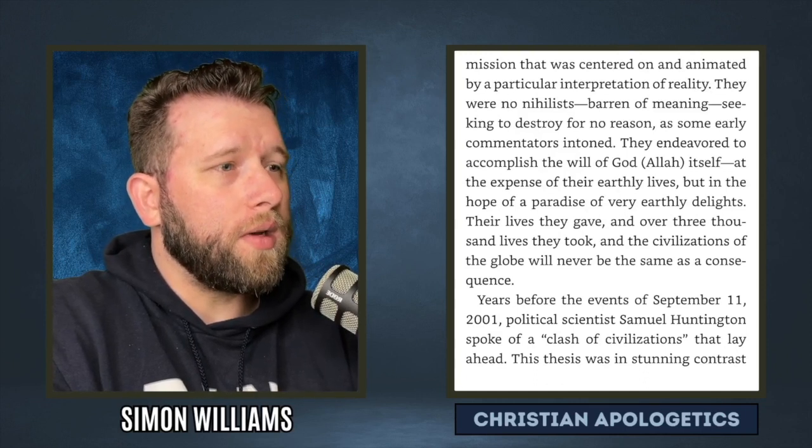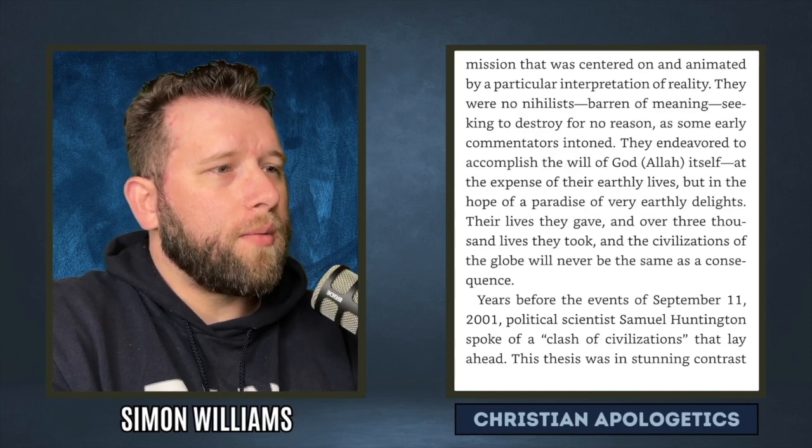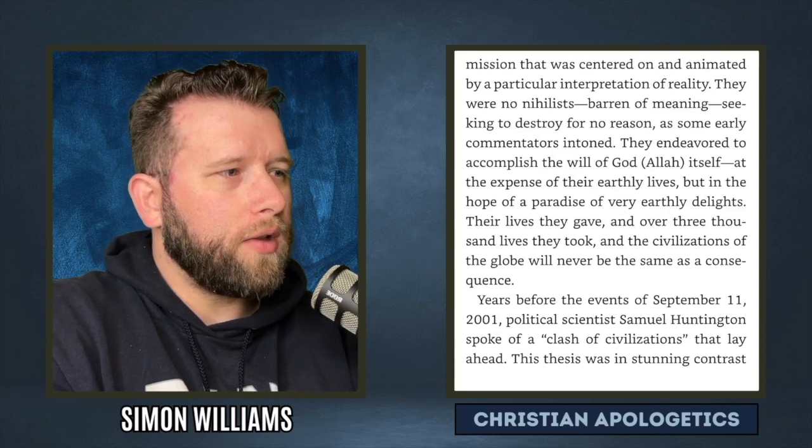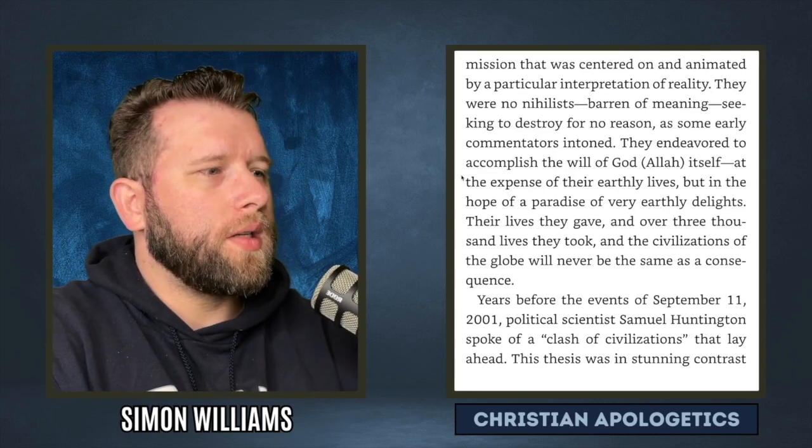Years before the events of September 11, 2001, political scientist Samuel Huntington spoke of a clash of civilizations that lay ahead. This thesis was a stunning contrast to a much celebrated and debated book on world civilizations by Francis Fukuyama, published in 1992, that heralded the end of history. Reworking some themes from Hegel's philosophy of history, Fukuyama claimed that the liberal democracies of the West set the standard for world emulation. In that sense, history had reached its end, or telos.